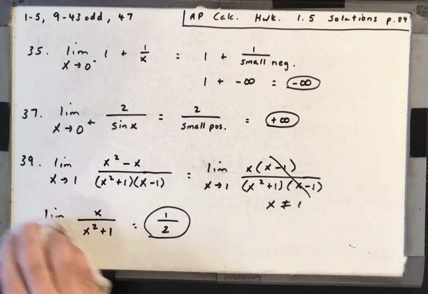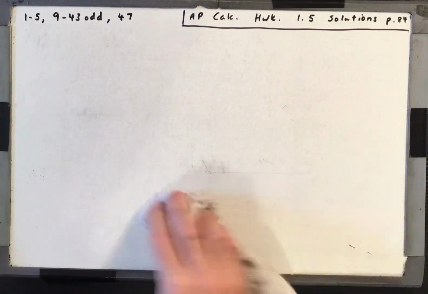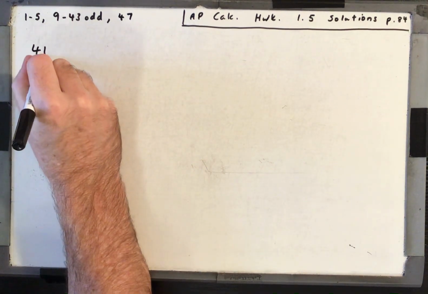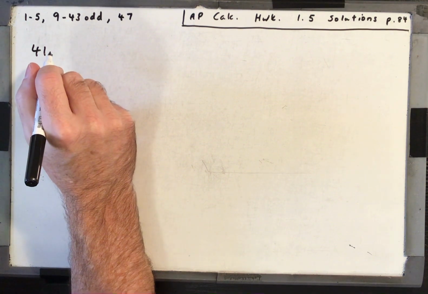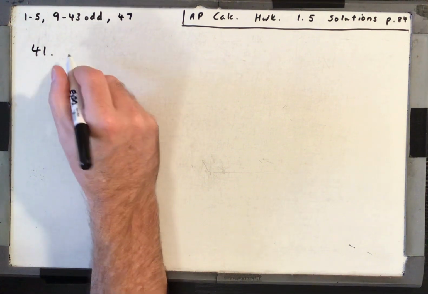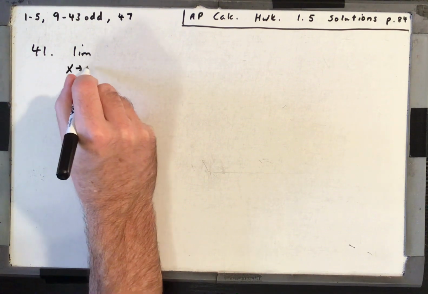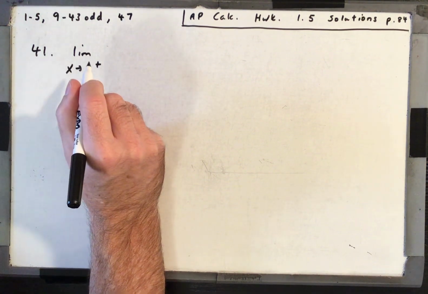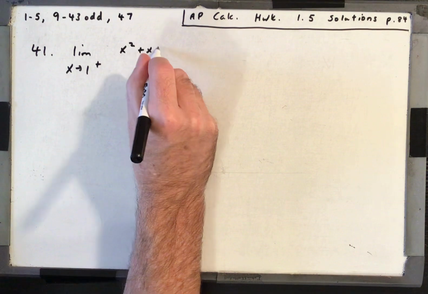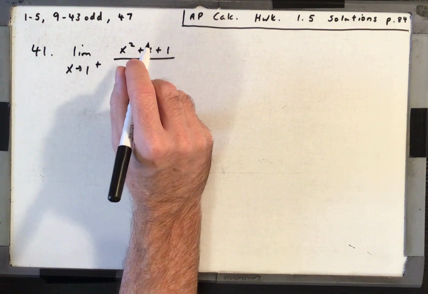All right, we're coming close to the end. Hopefully you're able to fast forward through this and just look at the problems that you need. So number 41. We're not graphing this, we're finding the limit. So we're going to take the limit as x approaches 1 from the right of x squared plus x plus 1 over x cubed minus 1.